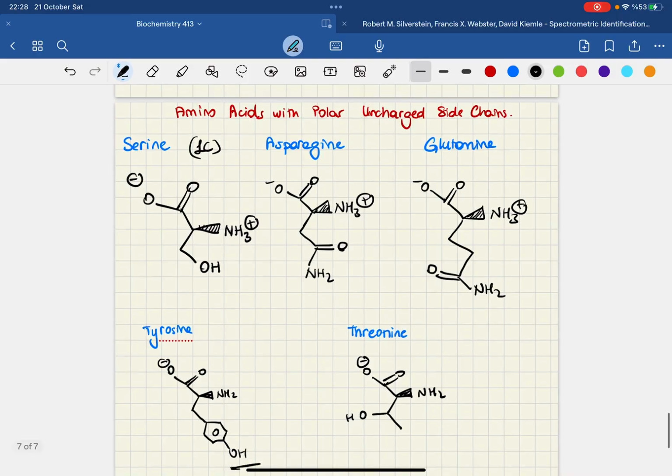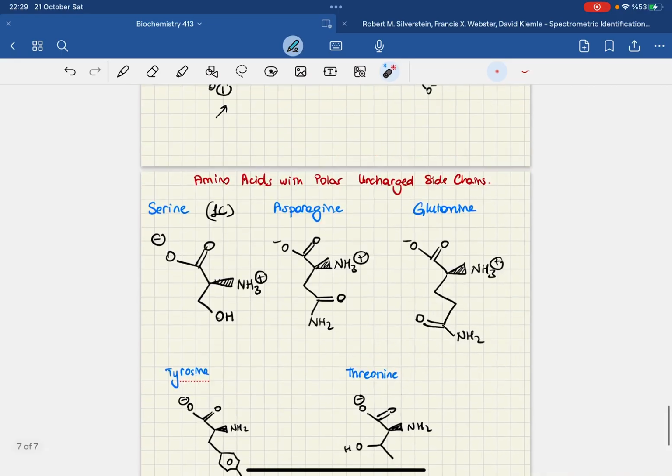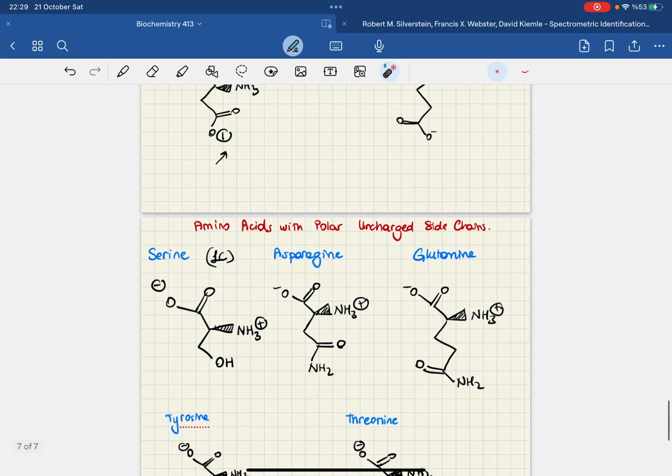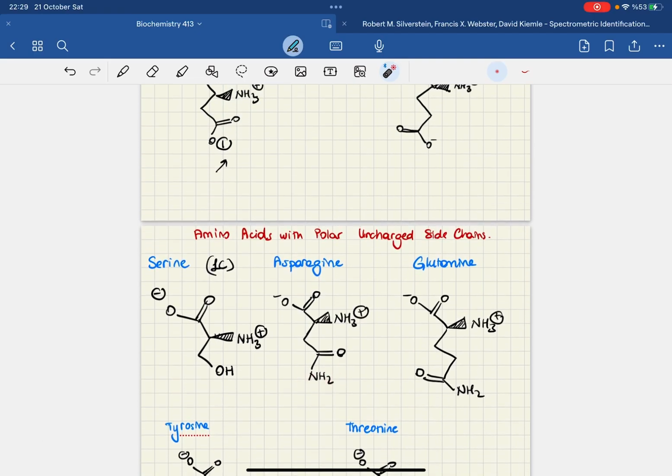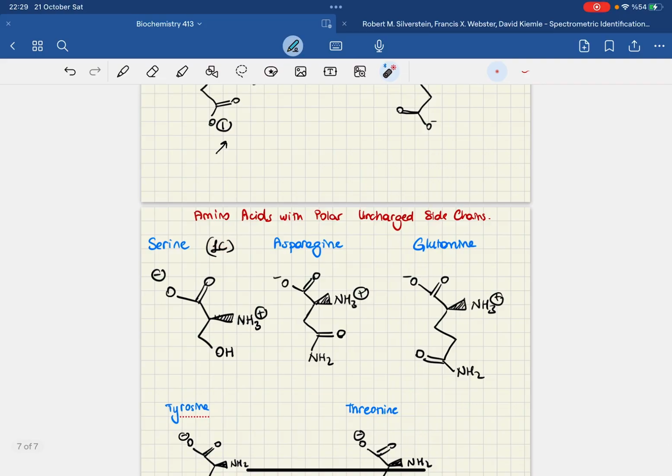Now let me revise what are our polar side chained amino acids. So first of all, there are three which are really easy to memorize, which is serine, asparagine, and glutamine. Asparagine and glutamine are easy to memorize, as instead of aspartic acid, we will have just the amine group over here. Similar to glutamine, we will just add the amine group. And then we have serine, which we will have just one carbon as well as a hydroxyl group, which is really easy.